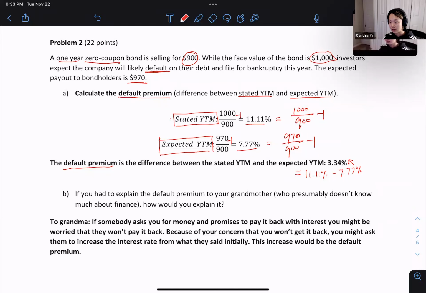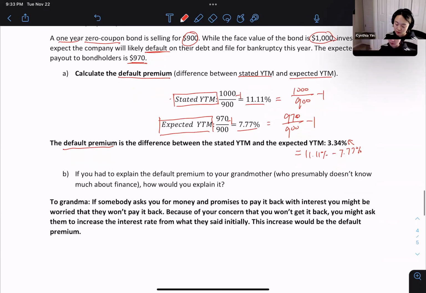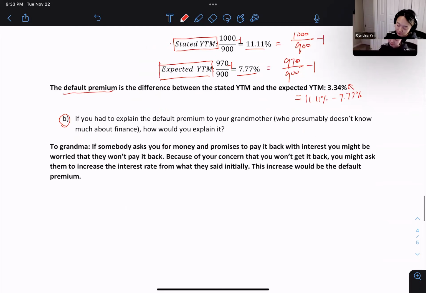This is just the analytical part. You just calculate it. What does it mean? What it means is in question B. If you had to explain the default premium to your grandmother, who presumably does not know anything about finance, how would you explain it? So, to grandma, let's see the correct answer.